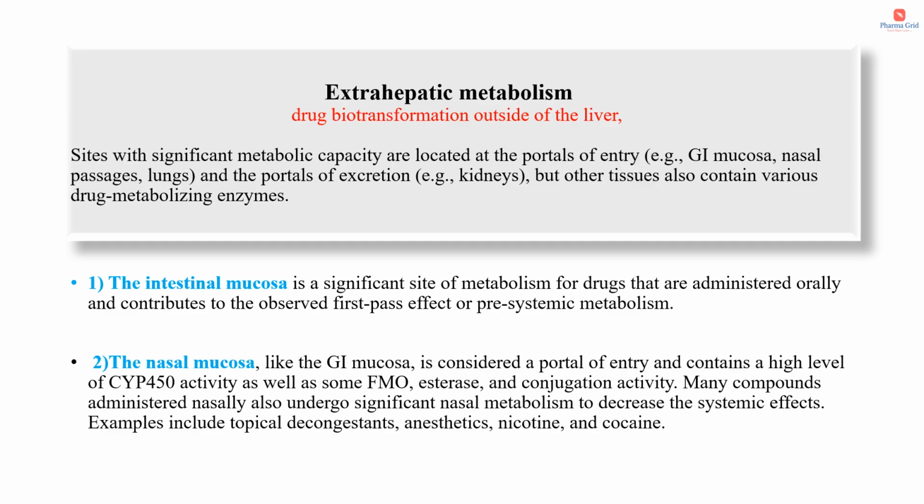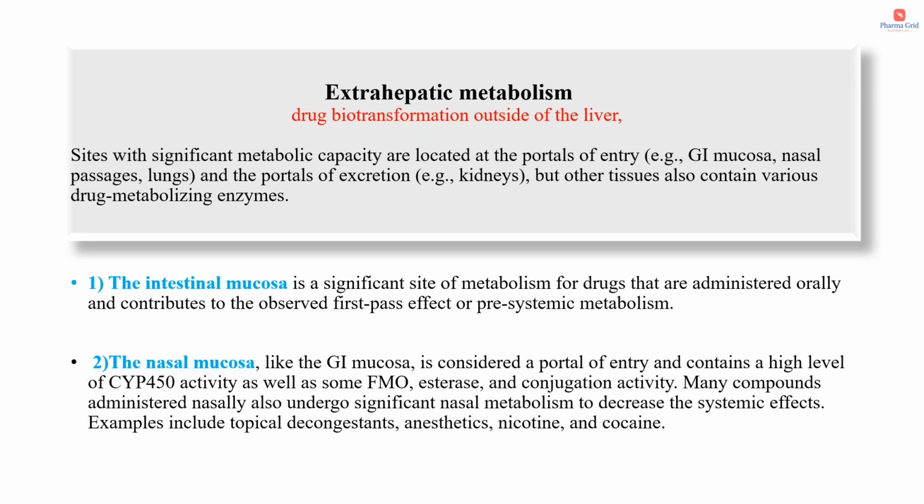So far we have discussed the classification of biotransformation, which includes the phase 1 and phase 2 reactions. Now we are going to discuss the extrahepatic metabolism. Okay, so it is nothing but the drug biotransformation outside the liver. Sites with significant metabolic capacity are located at the portals of entry, for example, gastrointestinal mucosa, nasal passages, lungs, and the portals of excretion, for example, kidneys. But other tissues also contain various drug metabolizing enzymes.